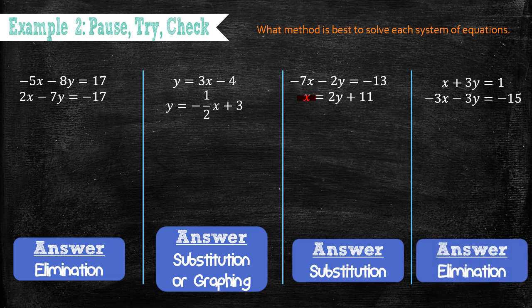And then lastly, again, I've got both written in standard form. My x's and y's are all together on one side of the equation, and if you look here, my 3y's are going to cancel right away. Super nice and easy to use elimination for that last example.